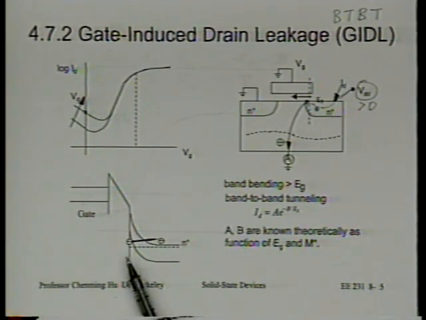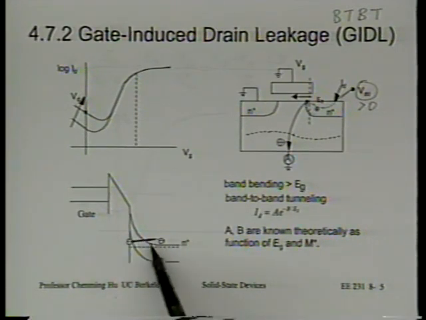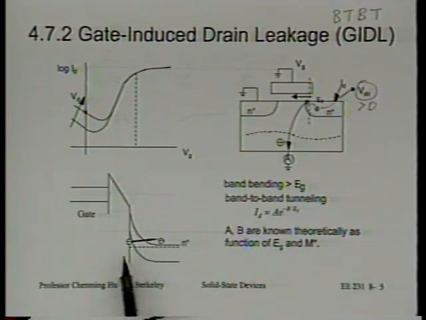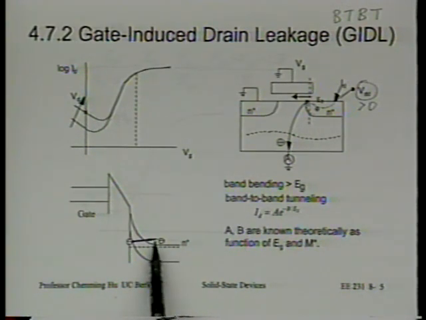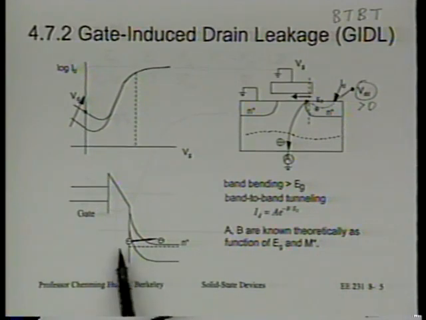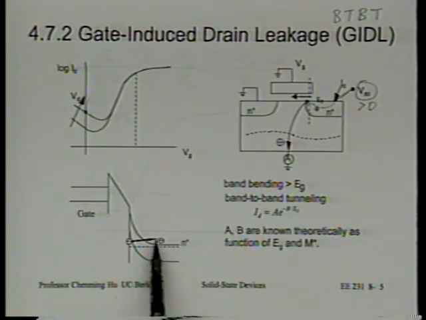But because band bending can go beyond 2ΦB, it may go beyond, say, Eg. And when that happens, a very interesting situation happens. If the band bending is larger than Eg, that means some of the energy states in the valence band now find energy states in the conduction band lined up with it, which means tunneling now can happen between the valence band states and conduction band states.